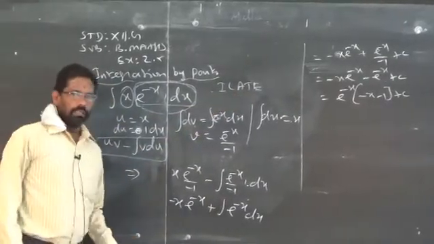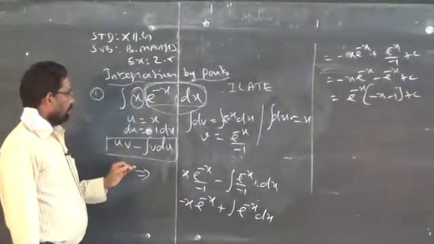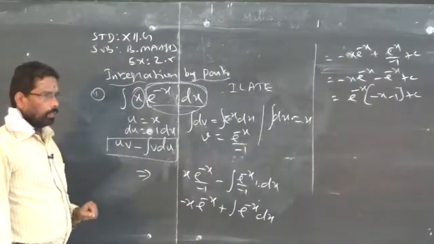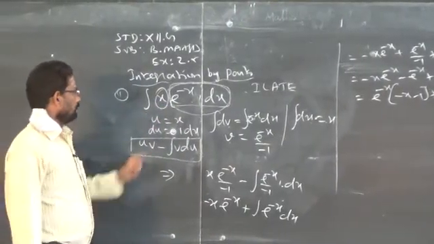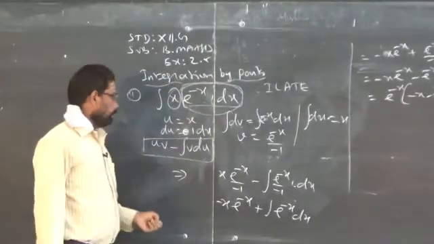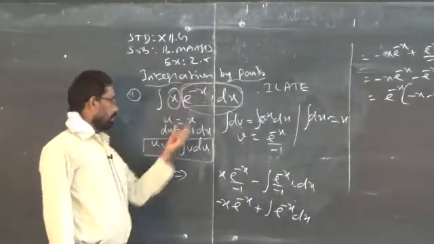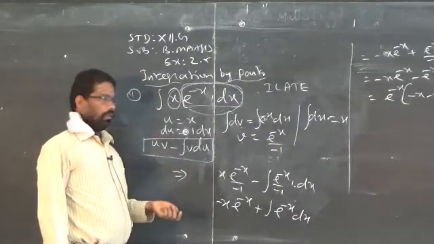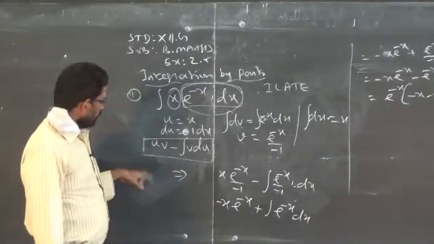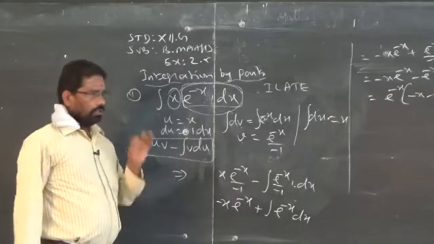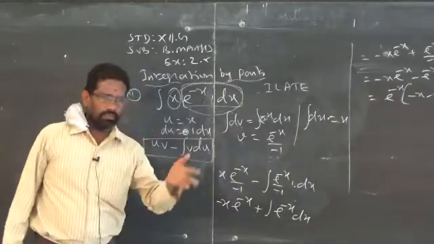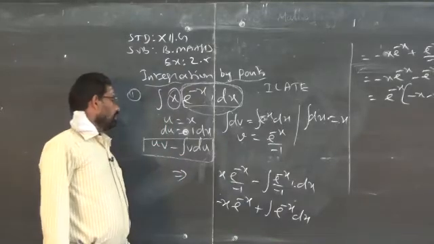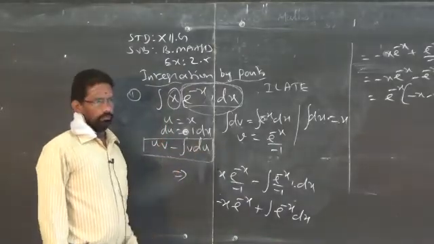Boys, remember, if there are two factors in the integrand, we have the formula, that is integration by parts. What is the formula to find integration by parts? It is uv minus integration of v du. So what are the factors that you consider as u? If you are not able to integrate straight away, that will always be considered as u.